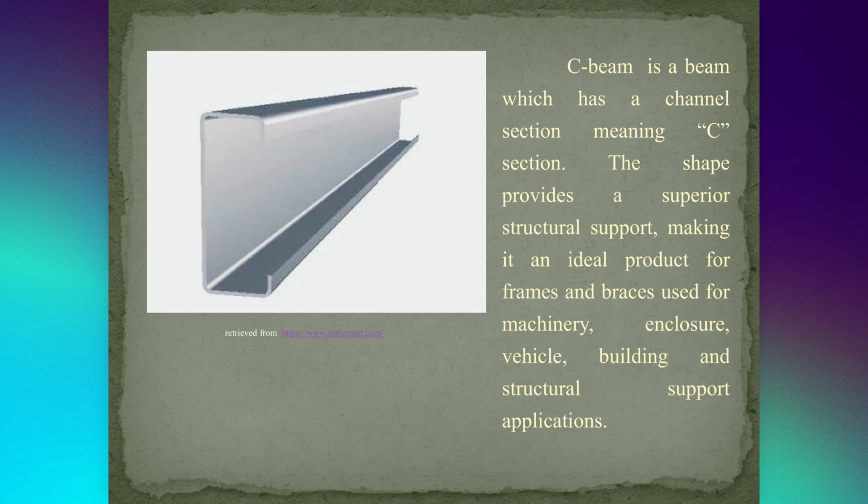A C-beam is a beam which has a channel section, meaning a C-section. The shape provides superior structural support, making it an ideal product for frames and braces used for machinery, enclosures, vehicles, buildings and structural support applications.